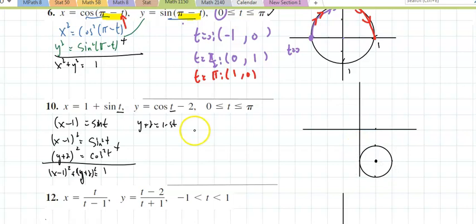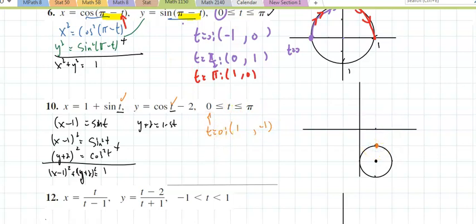Now, I'll go back. At t equals 0, where am I? Well, plug 0 in, that's a 1. Plug 0 in, 0 right there. That will make this a 1 minus 1. Minus 2 is negative 1. So 1, negative 1, I'm right here right now.